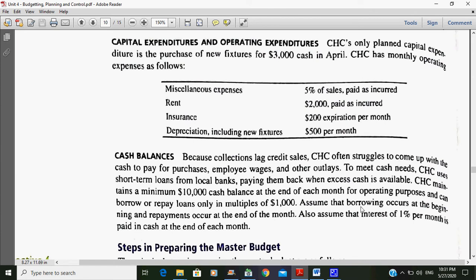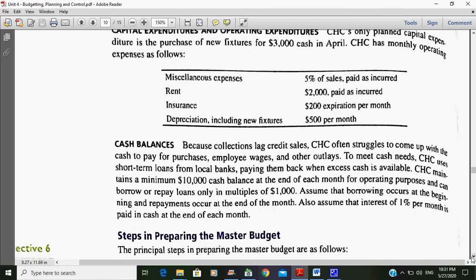Assume that borrowing occurs at the beginning and repayments occur at the end of each month. Every month, also assume that the interest of 1% per month is paid in cash at the end of each month. This information will be used later on when you are doing the cash budget. Alright, good.